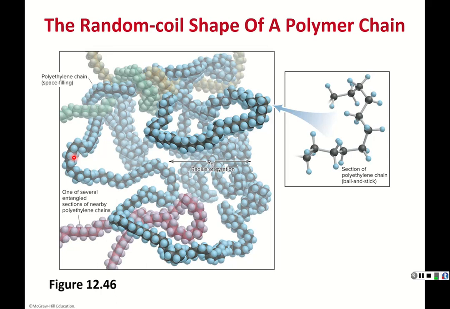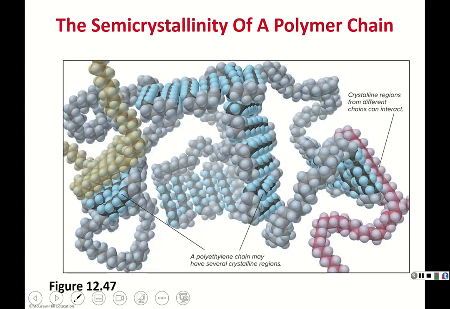So with polymers, there's a lot of advantageous features and properties. And even within a polymer, something like polyethylene, you can have regions that get very ordered, that have what we refer to as crystalline regions. So you can have semi-crystalline polymers.